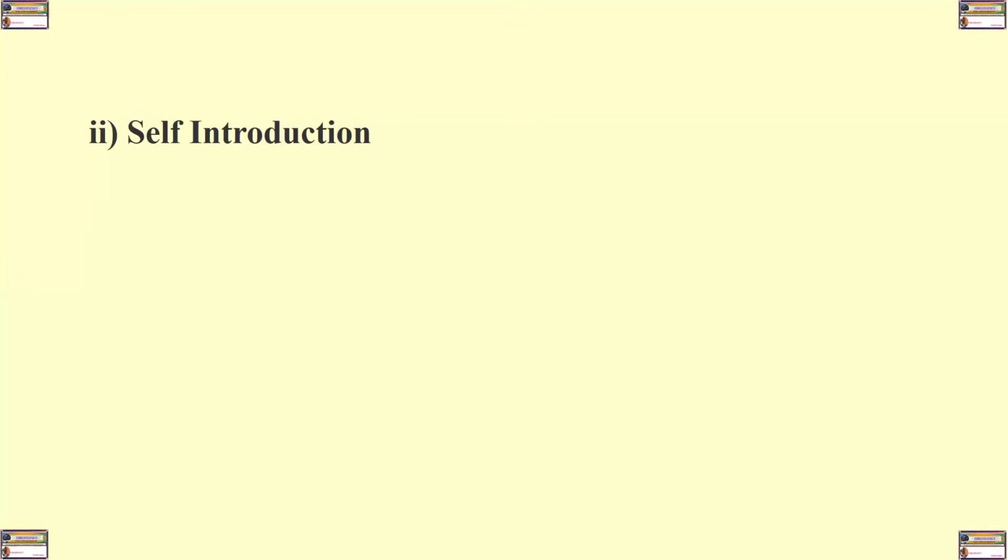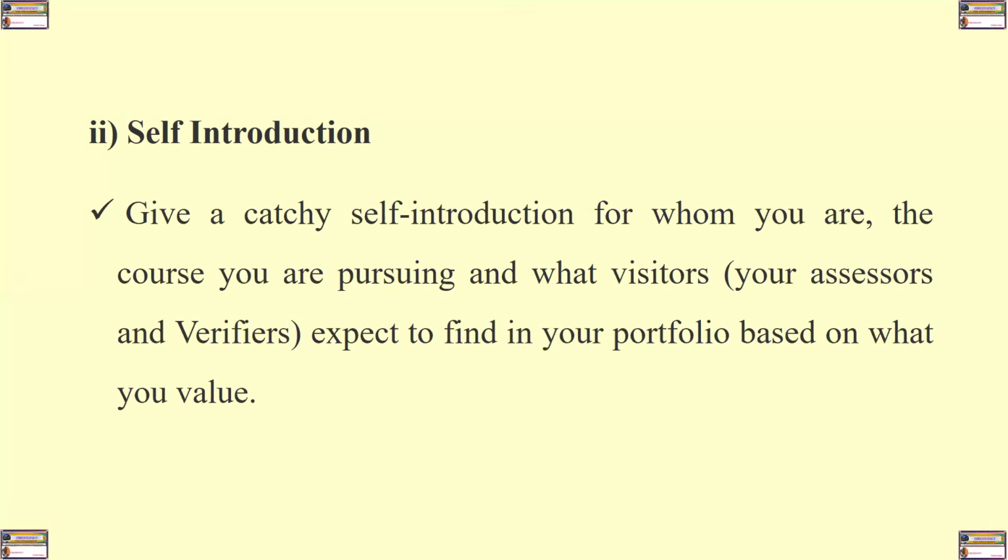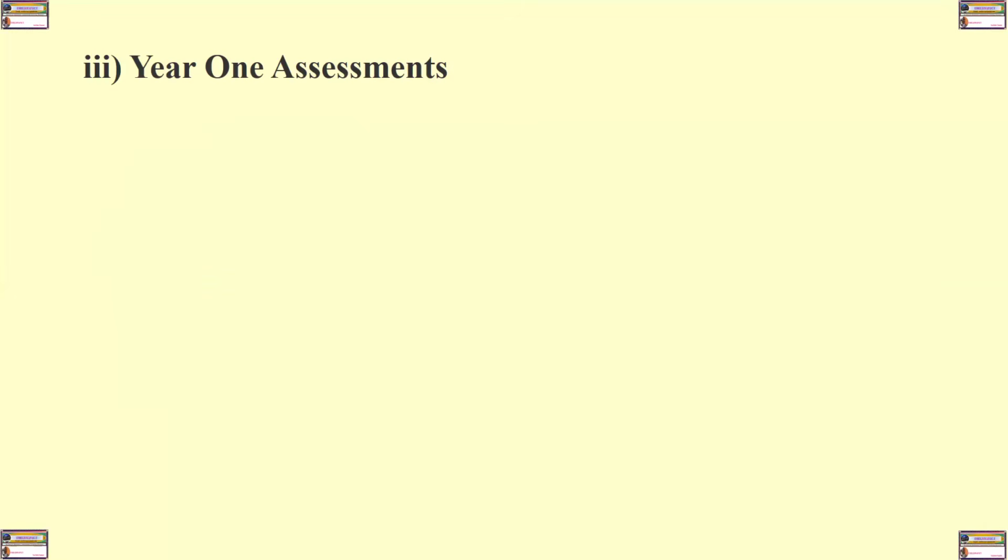Number 2, on the second page, you can have self-introduction. Here, you give a catchy self-introduction for who you are, the course you're pursuing, when you are enrolled, when you expect to complete, and any other information that you want your visitors, that is your assessors and verifiers, we expect to find in your portfolio based on what you value.